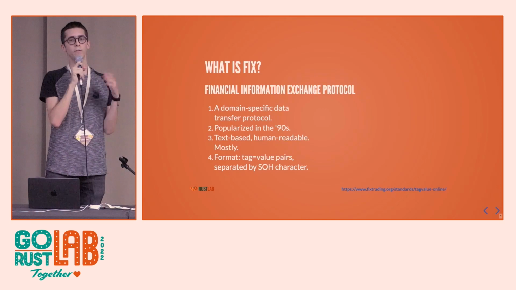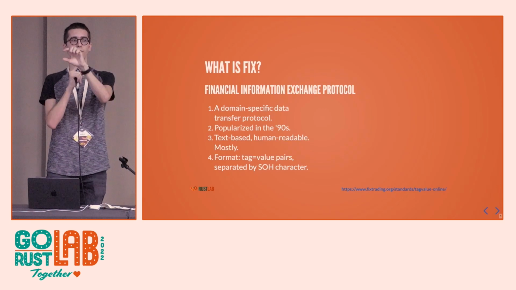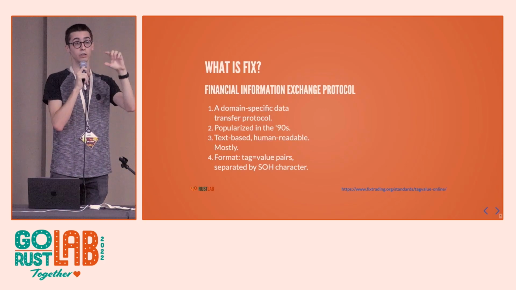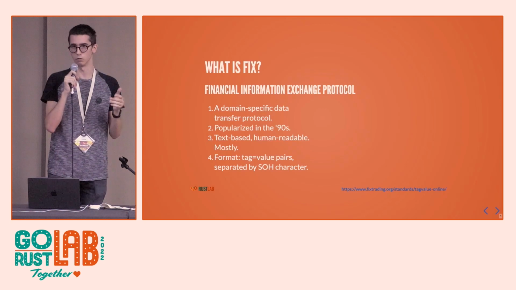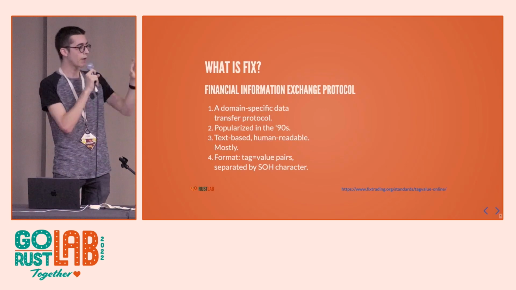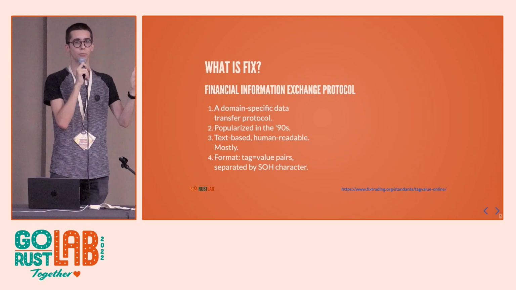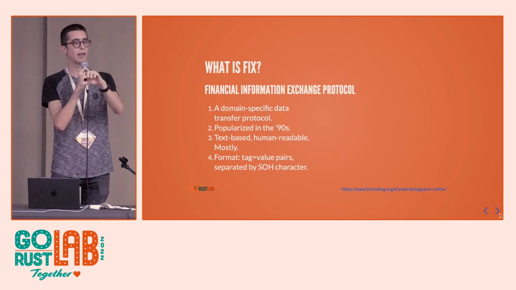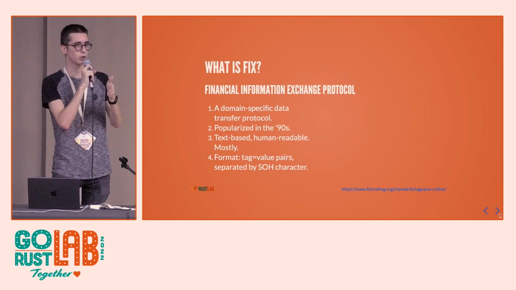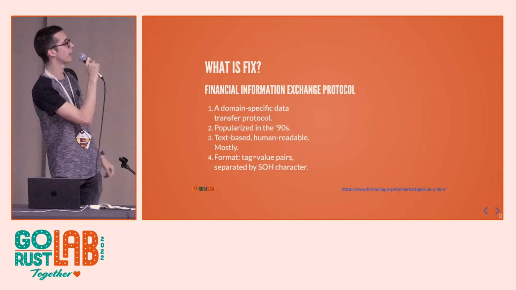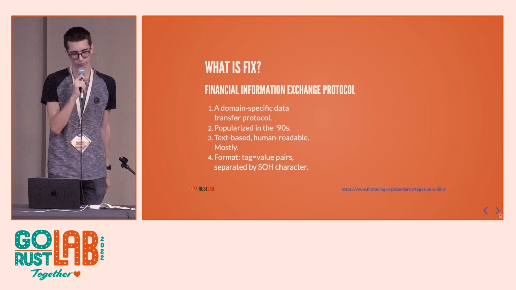So the way FIX messages are composed, they are sequences of tags and values. The tags are positive integers. They fit in 32 unsigned bits, really, so no need for more space. Then you have an equal character, and you have an arbitrary value. And between the tag=value pairs, you have separator characters, which can be either the vertical bar or the start of heading character, which is the ASCII value one.